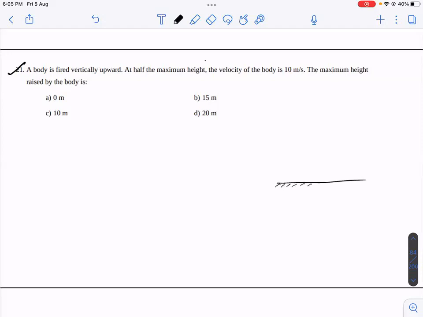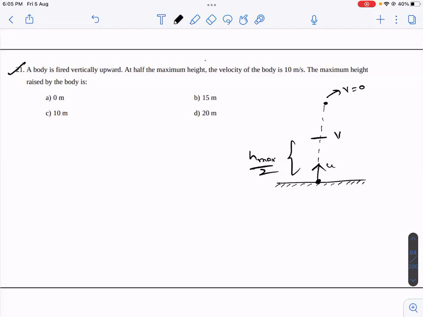So you have a ground. There is a ball which is fired vertically upwards with speed u. And it has reached maximum height with a velocity equal to 0. Is that right? When it reaches the maximum height, velocity is 0. Let's say this is half the maximum height. So h max divided by 2 is this.